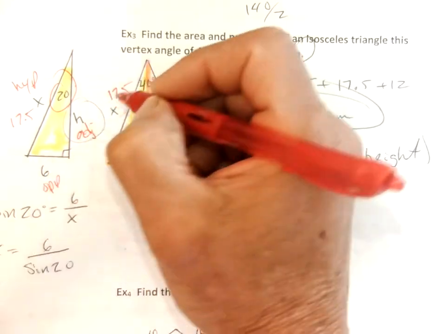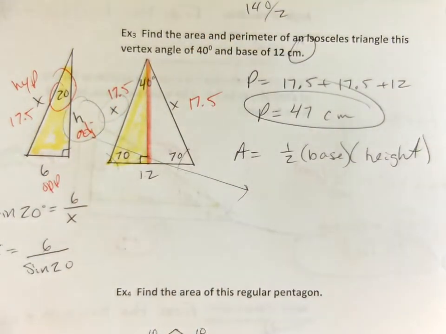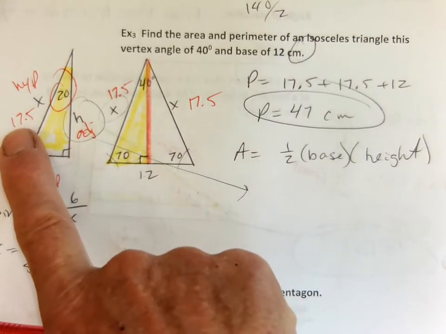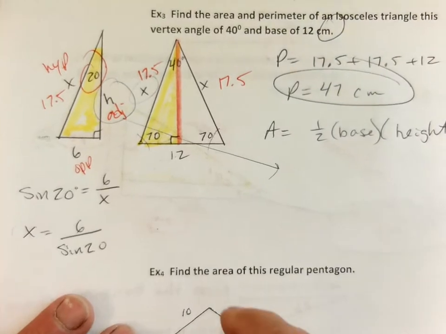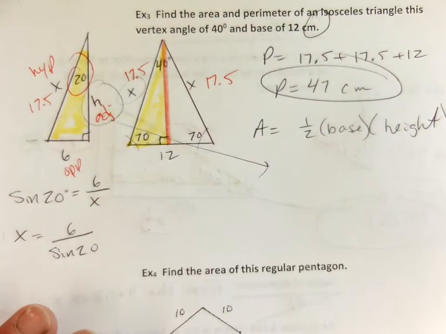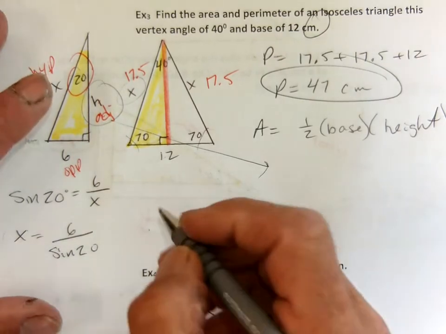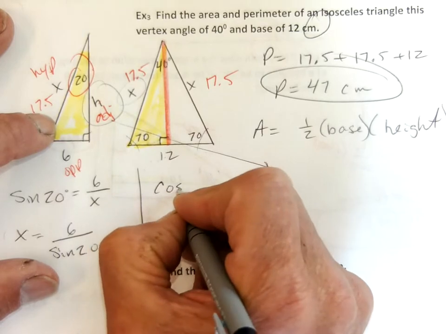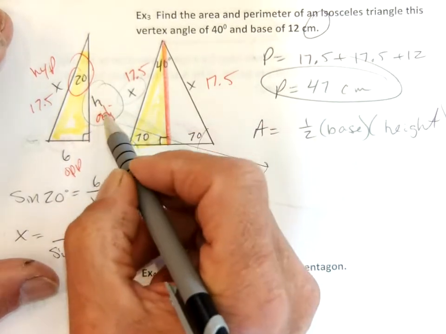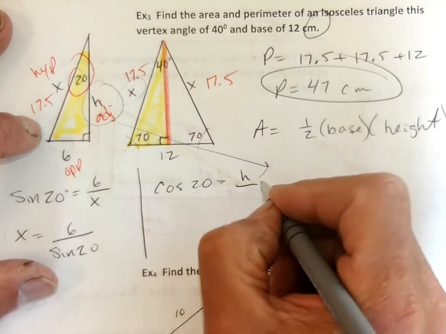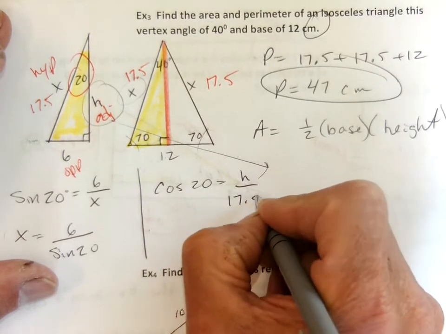So we could do it one of two ways. Either we could do Pythagorean theorem, a squared plus b squared equals c squared, or cosine. And I think cosine is easier. That's my opinion. Pythagorean theorem would work: h squared plus 6 squared equals 17.5 squared. I like cosine. I think it's faster. So for the height, I'm going to go cosine of 20, because adjacent and hypotenuse is equal to my height over my 17.5, right?